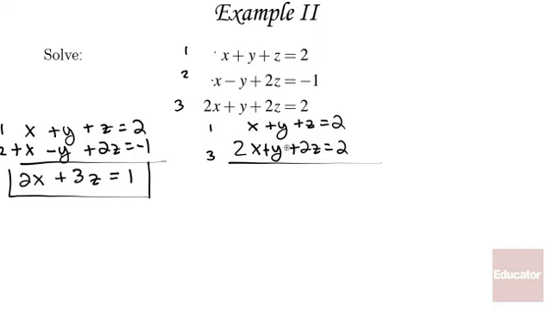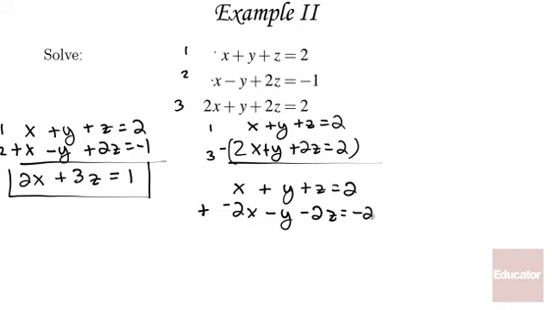Now, I need to subtract in order to get the y to drop out. To keep everything straight as far as my signs go, I'm going to keep the first equation the same. But for the second one, I'm going to change it to adding the opposite. Add negative 2x, negative y, negative 2z, and negative 2. Okay. X minus 2x is negative x. Y's drop out, which is just what I wanted. Z minus 2z is negative z. 2 minus 2 is 0.